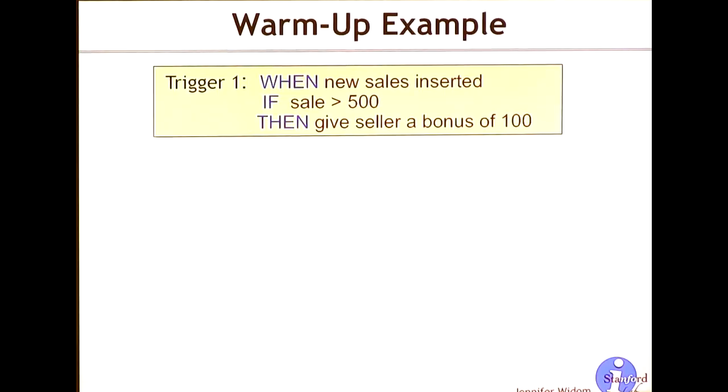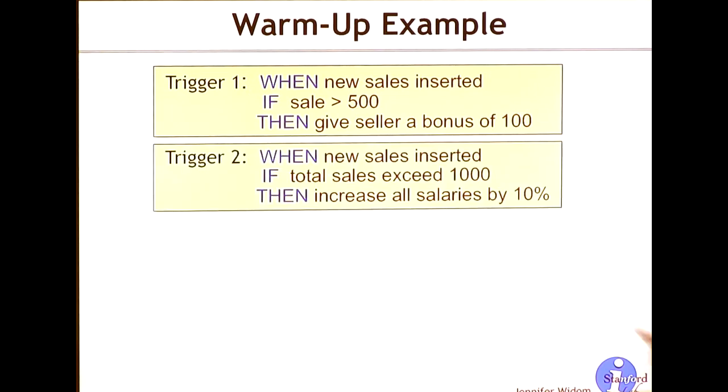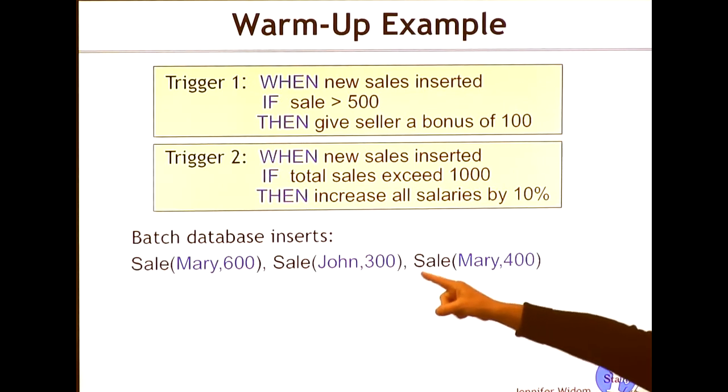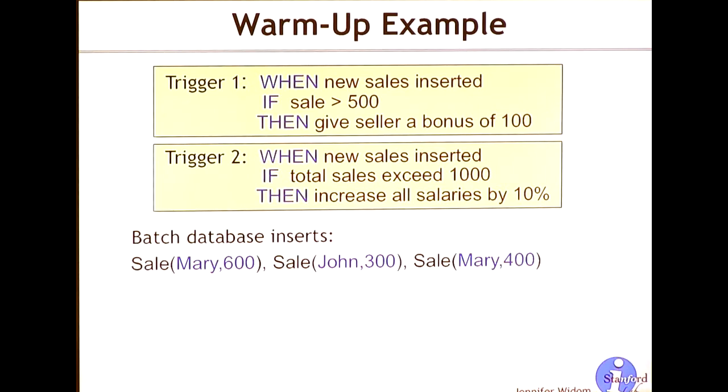Okay, so here's a warm-up example. We have a database that is tracking people selling stuff. And we're going to have one trigger that says, when new sales are inserted, if they're greater than 50, give the seller a bonus of 100. And then a second trigger that says, when new sales are inserted, if the total exceeds 1,000, then everybody gets a 10% raise. All right? Those are the two triggers. Here's our example. We have 3 sales that are inserted: Mary 600, John 300, Mary 400.